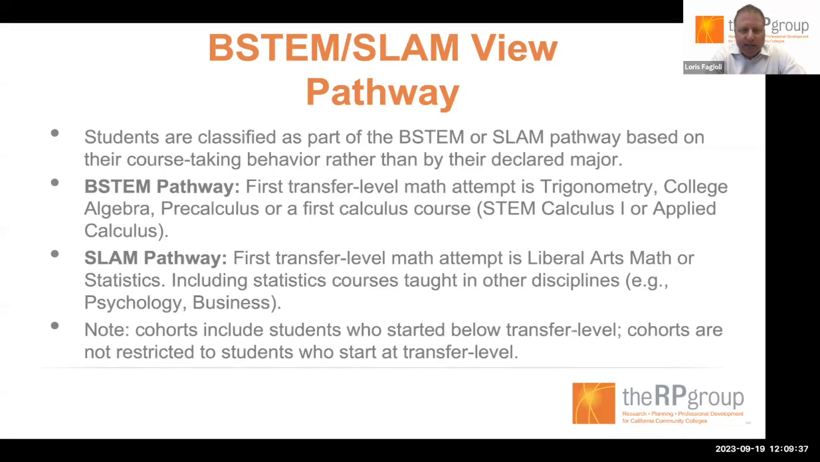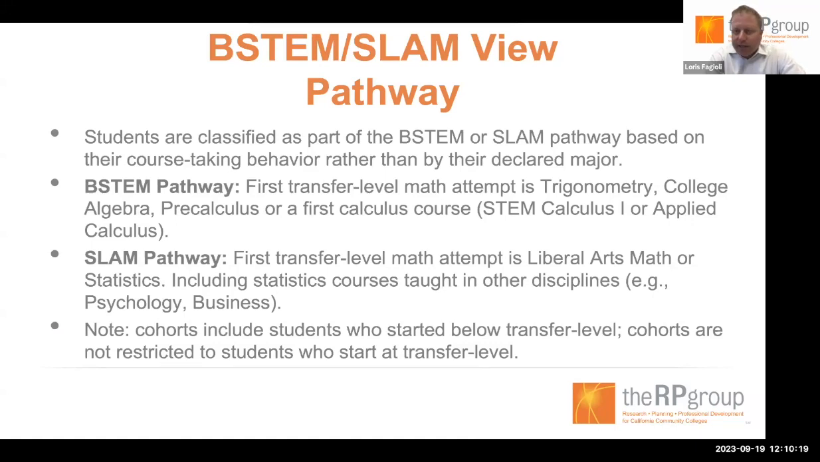So in this case, if a student's first transfer level course is either in trigonometry, college algebra, pre-calculus, or some calculus course, we're assuming that student is on a BSTEM pathway. So that student will be assigned to the BSTEM pathway. If a student's first transfer level course is in liberal arts math or in statistics, we're assuming that student is in SLAM. So that is the big thing to consider when you are looking at this BSTEM and SLAM view. It is by behavior. So we're showing you the behavior.